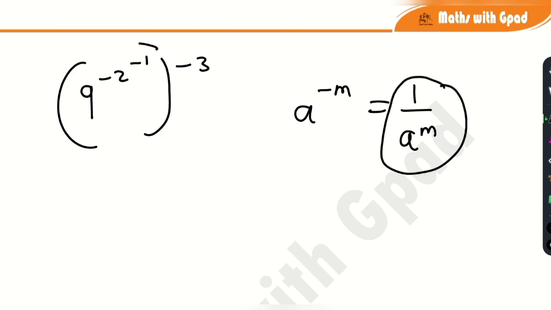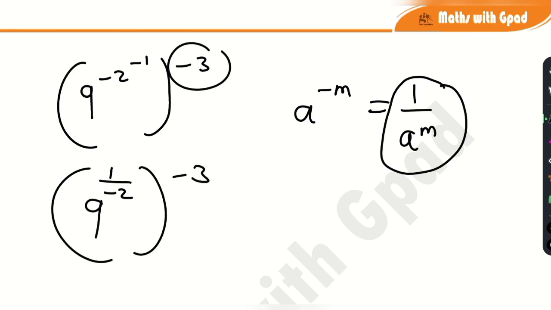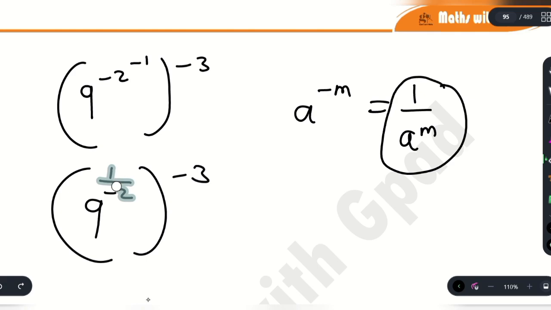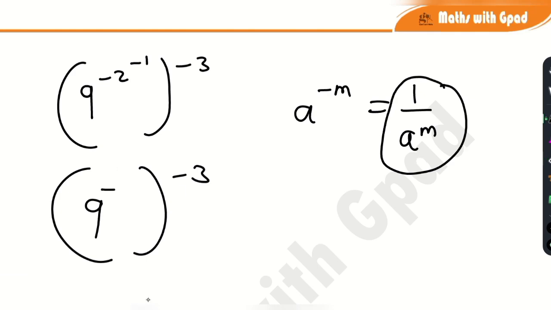So if I'm to do this to this, I'm going to have what? 9 raised to the power of what? 1 over negative 2. Notice there's no more negative sign here, because it has taken the reciprocal of negative 2. So I still have negative 3 from here. So let me rewrite this properly. That will be negative 1 over 2.